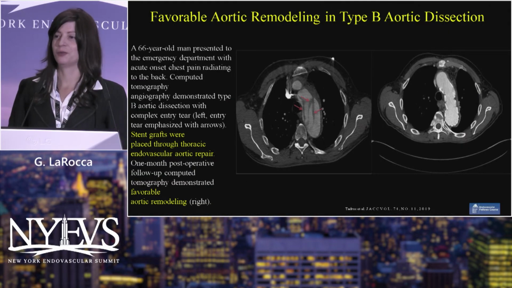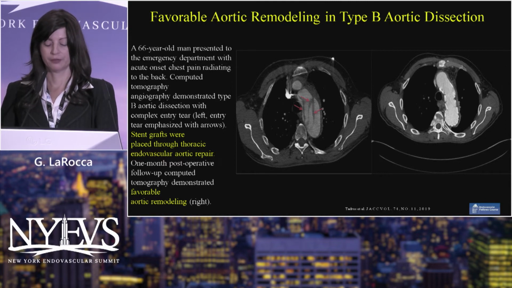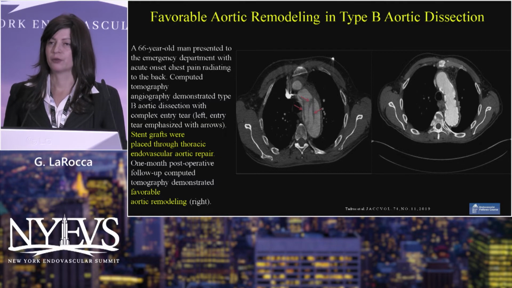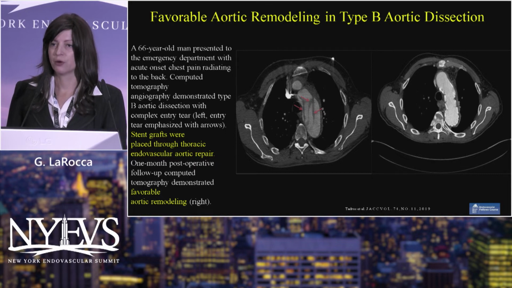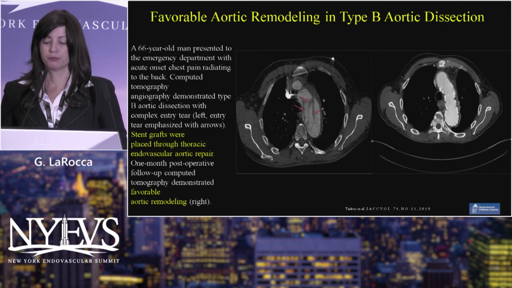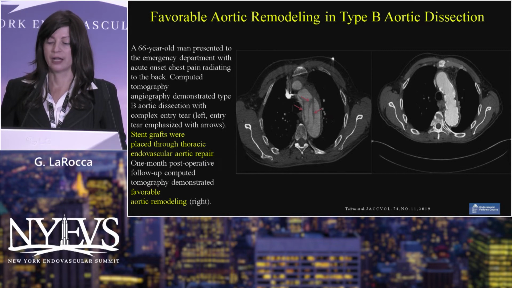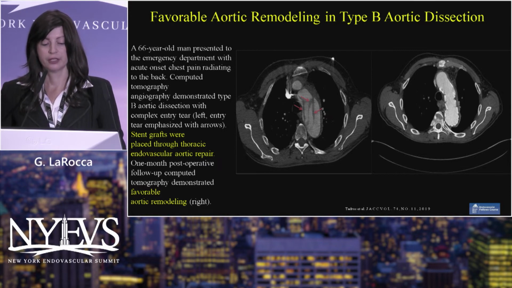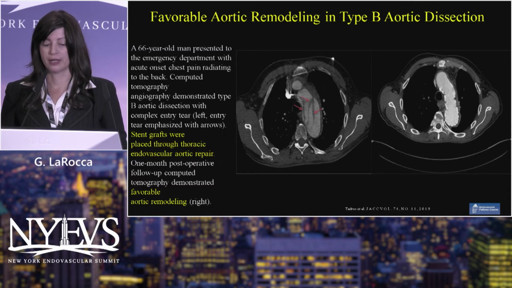Well, why do we do this? Well, of course, to save the patient's life, to improve perfusion of the visceral organs, obviously, but we're looking for a favorable aortic remodeling in type B aortic dissection. This is a 66-year-old man that also presented to our emergency room, and the CT here on the left shows pretty profound type B aortic dissection with multiple tears. If you look at the second CT post-contrast, the stent grafts were placed through an endovascular aortic repair, and this is 1 month follow-up. You could see favorable aortic remodeling.